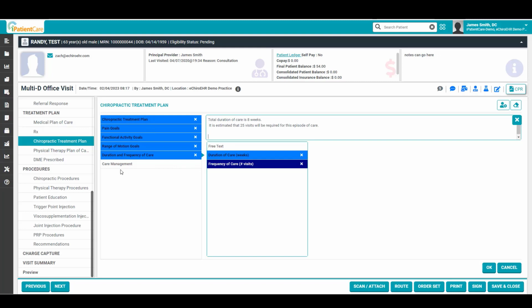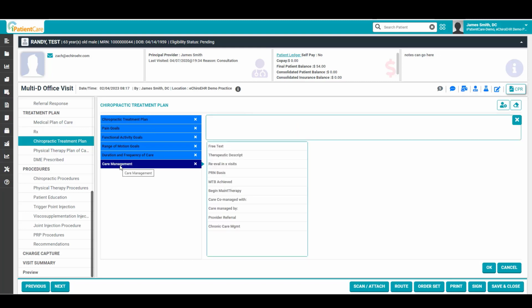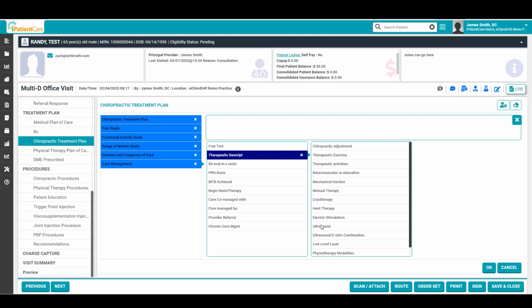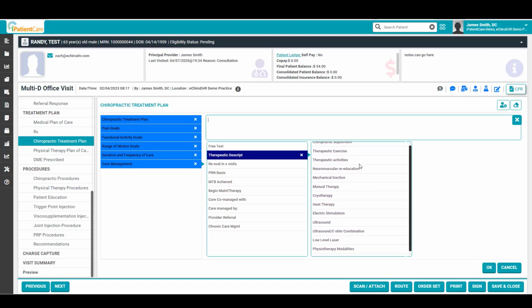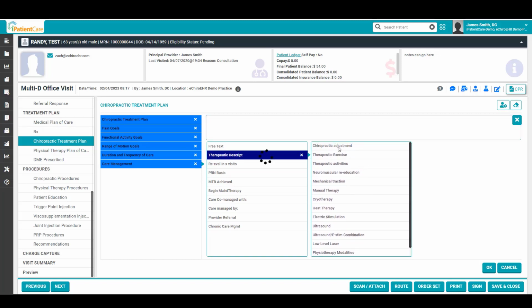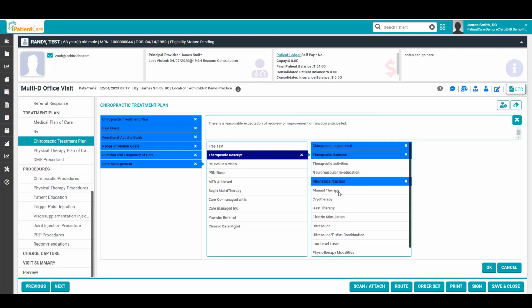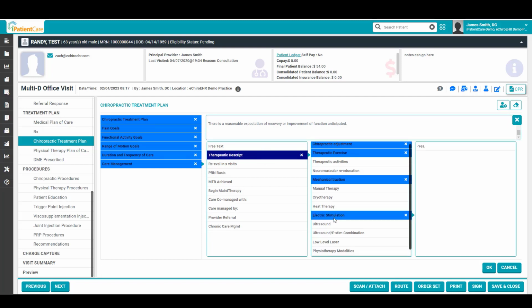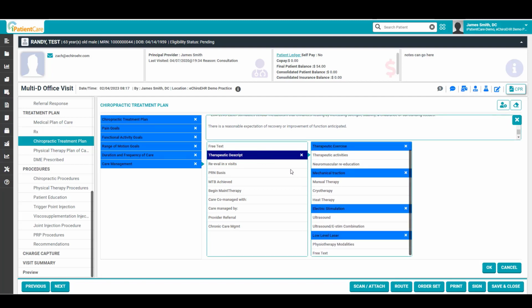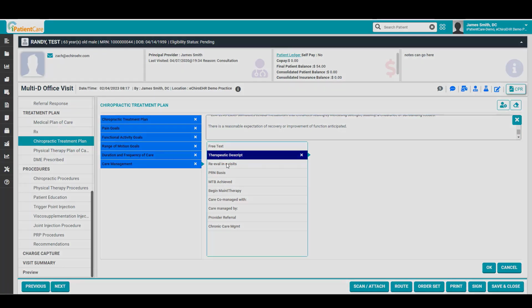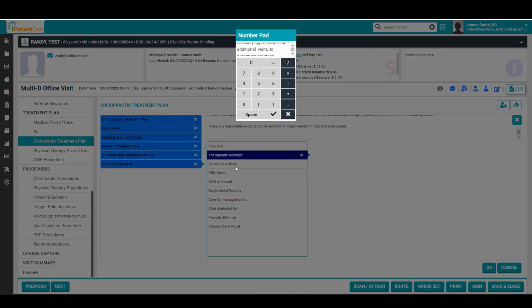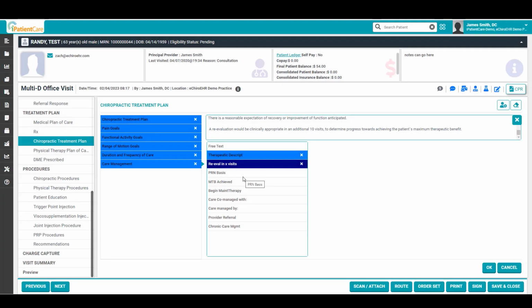Finally, which helps round out the treatment plan, would be the care management. So what are the types of therapies that under the chiropractic treatment plan would be carried out? Well, chiropractic adjustment, maybe therapeutic exercise. There might be some mechanical traction, electric stimulation, and possibly low-level laser. Next, we can identify when we are going to reevaluate the patient in terms of visits. Well, we're going to do 10 visits, then reeval. And then you can see some other macros that may help describe how that patient will be managed.